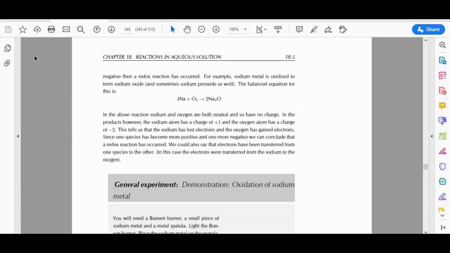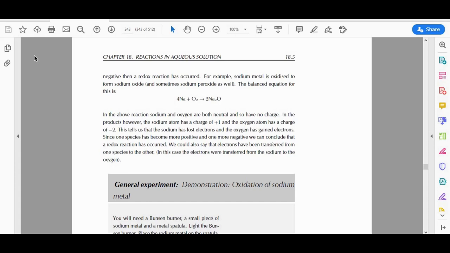All right, let's take the textbook example here. The textbook example they give us is for sodium metal that is now oxidized. If sodium metal is oxidized, it will form sodium oxide. And also a bit of enrichment there, sometimes sodium peroxide as well. Obviously, peroxide is quite poisonous. It can be quite harmful. If you peroxide your hair, they say if you don't treat it well, it can damage your hair. I've seen people with peroxide before.